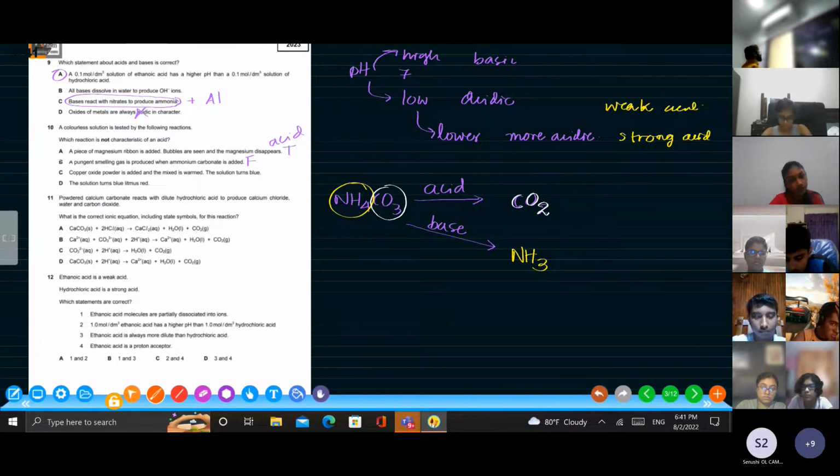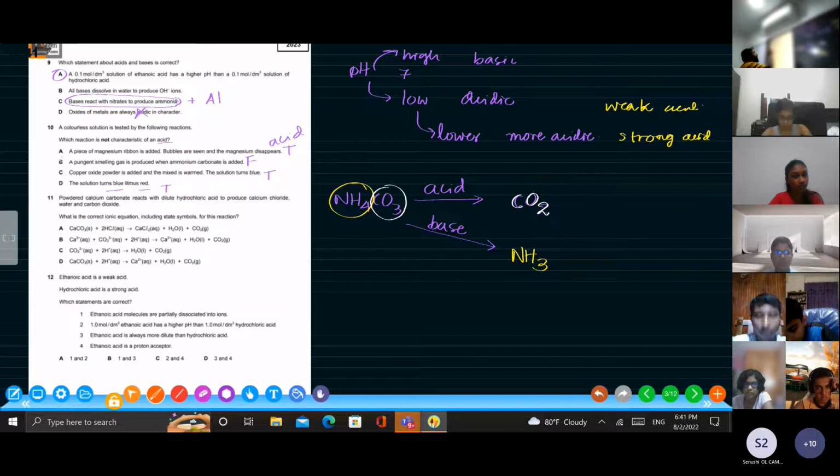This statement is true. Copper oxide is added and the mixture is warmed; the solution turns blue. True, because copper oxide is a base. Metal oxide and acid react to give you the salt. Copper salts are blue in color, copper sulfate aqueous. The solution turns blue litmus red. Blue litmus goes red with acid, so that is true. So what is correct is the false answer. Therefore, the answer is right. They are asking for the false statement.